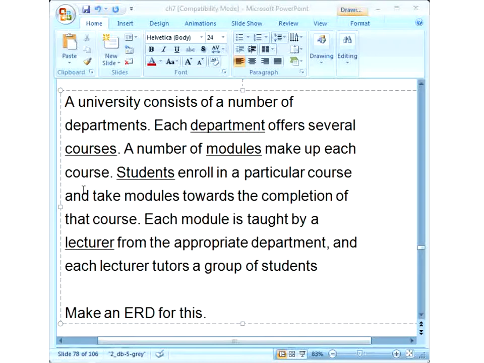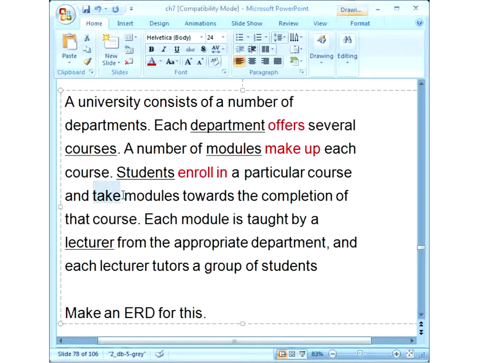Now, when you have to identify the relationships, what you do is read this text again, and from this text you come to know that there are certain verbs being used. For example, each department offers several courses. So now this offers refers to a relationship. Then a number of modules make up each course. So make up is a relationship. Students enroll in a particular course. So enroll in is a relationship.